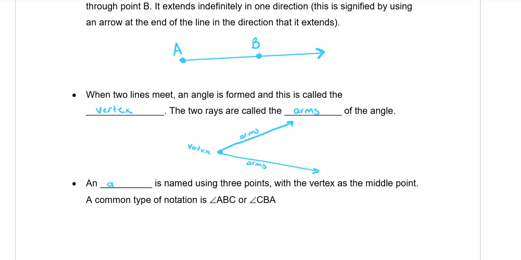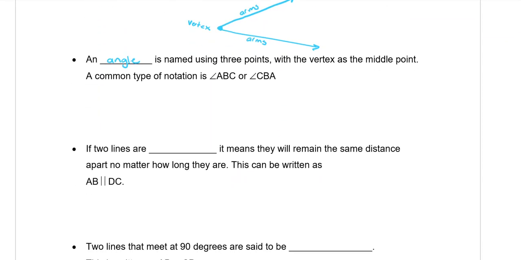An angle is named using 3 points, with the vertex as the middle point. A common type of notation is to use this angle symbol here. We say it's not an L, it is a little angle, flat across the bottom and a slopey side. So we say that is angle ABC.